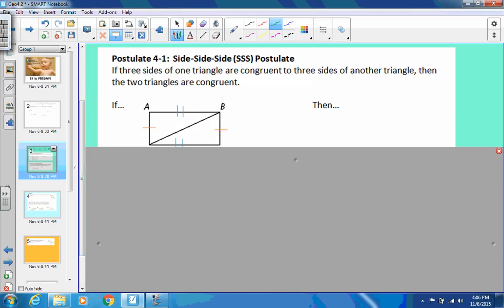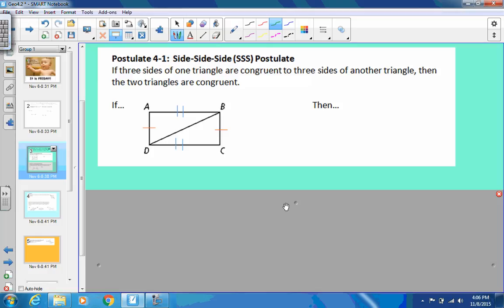So side, side, side postulate, if you want to look at it in more detail, if you have two triangles, we have triangle ABD and triangle BCD. Actually, it would be ABD and CDB. So it should be in the same order as the first one. We have that all three sides are congruent, and only two of them are labeled. But then the hypotenuse of both of them are congruent because they're the same side, and that's that reflexive property that we're going to be using a lot more with these triangles.